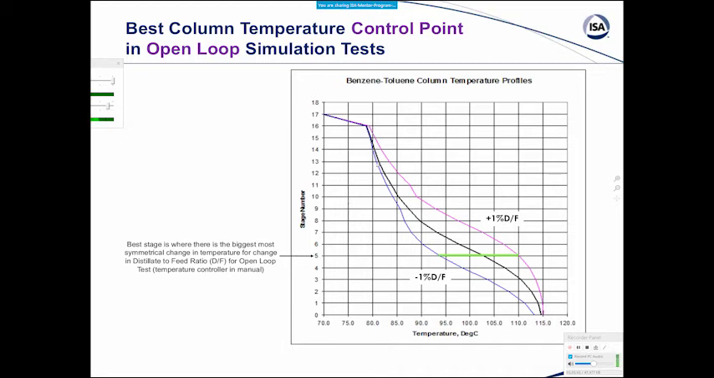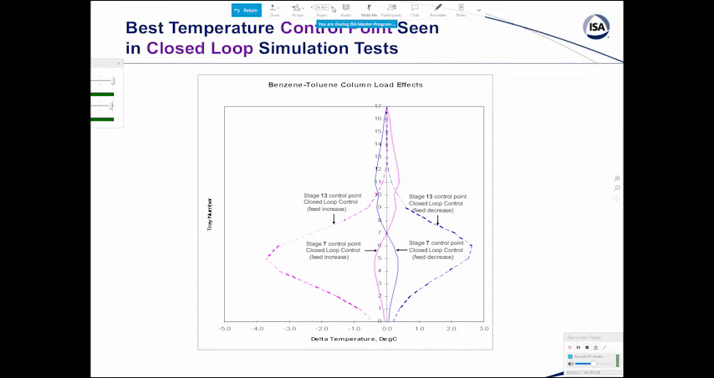Now you could consider, what if you had chosen tray 13, which has a small response and is quite non-symmetrical? Well, here we see dramatically what happens now that we're in closed loop control. Before, that was with the controller in manual. Maybe you don't even have a controller. We're looking at temperature responses.